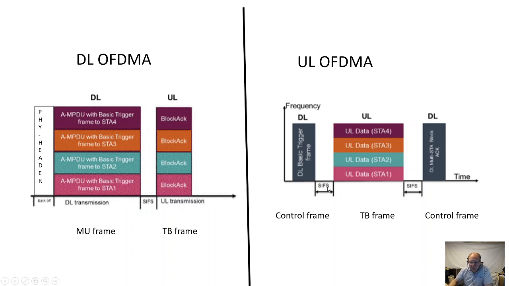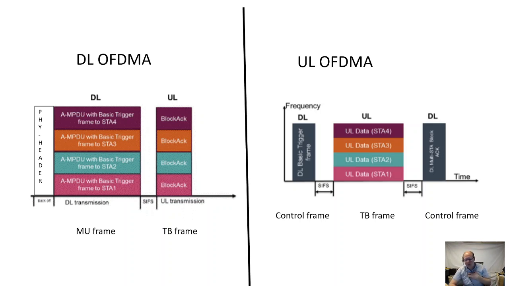It starts with the AP sending a basic trigger frame with information on which station shall send their data on which resource unit. The stations send their data uplink in a trigger-based frame, and when the AP has received the traffic, it sends down a multi-station block acknowledge. This is the theory.